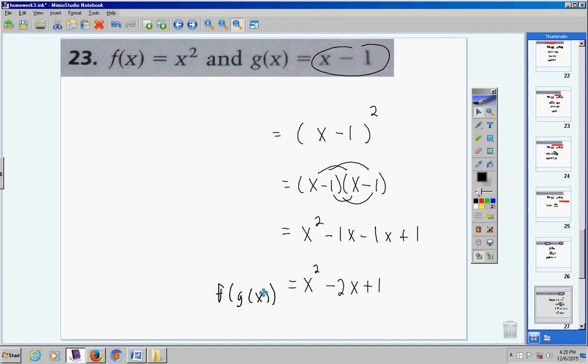So f of g of x equals x squared minus 2x plus 1. Alright, okay, moving on.